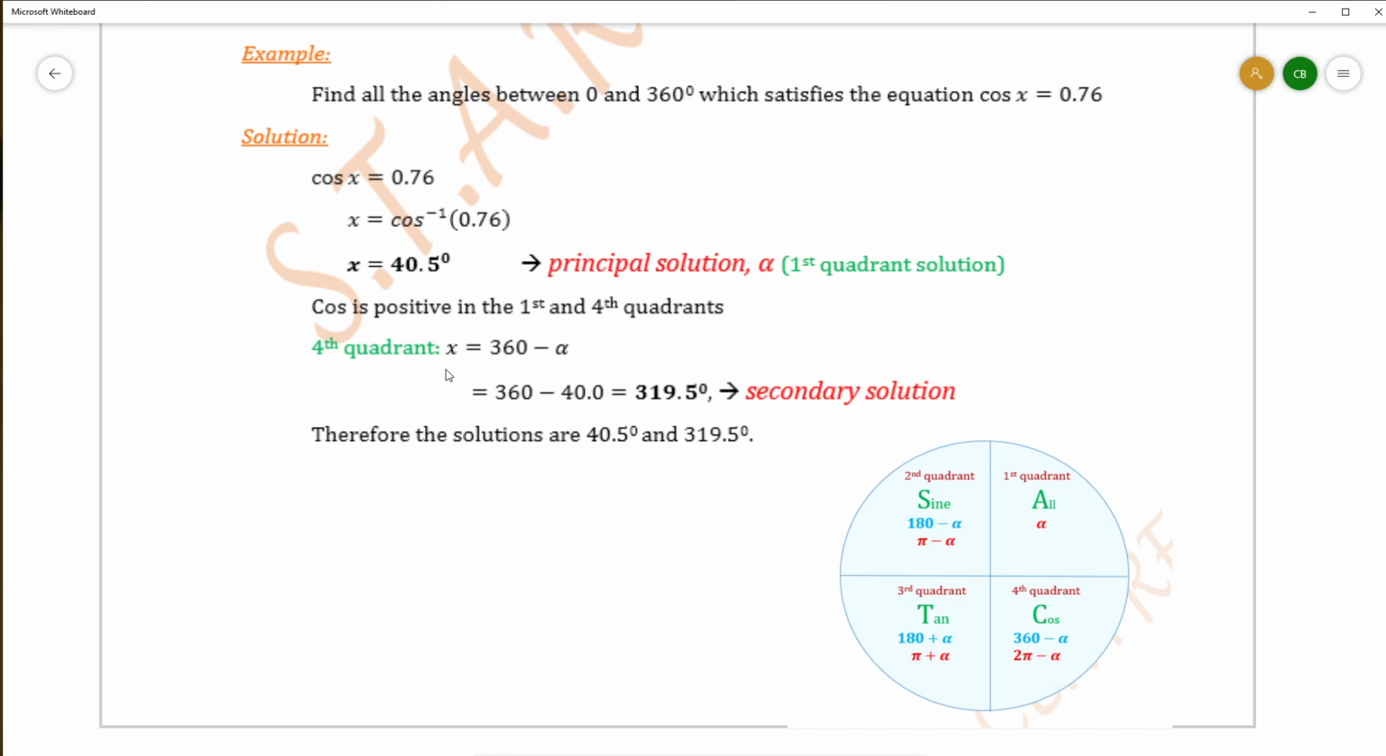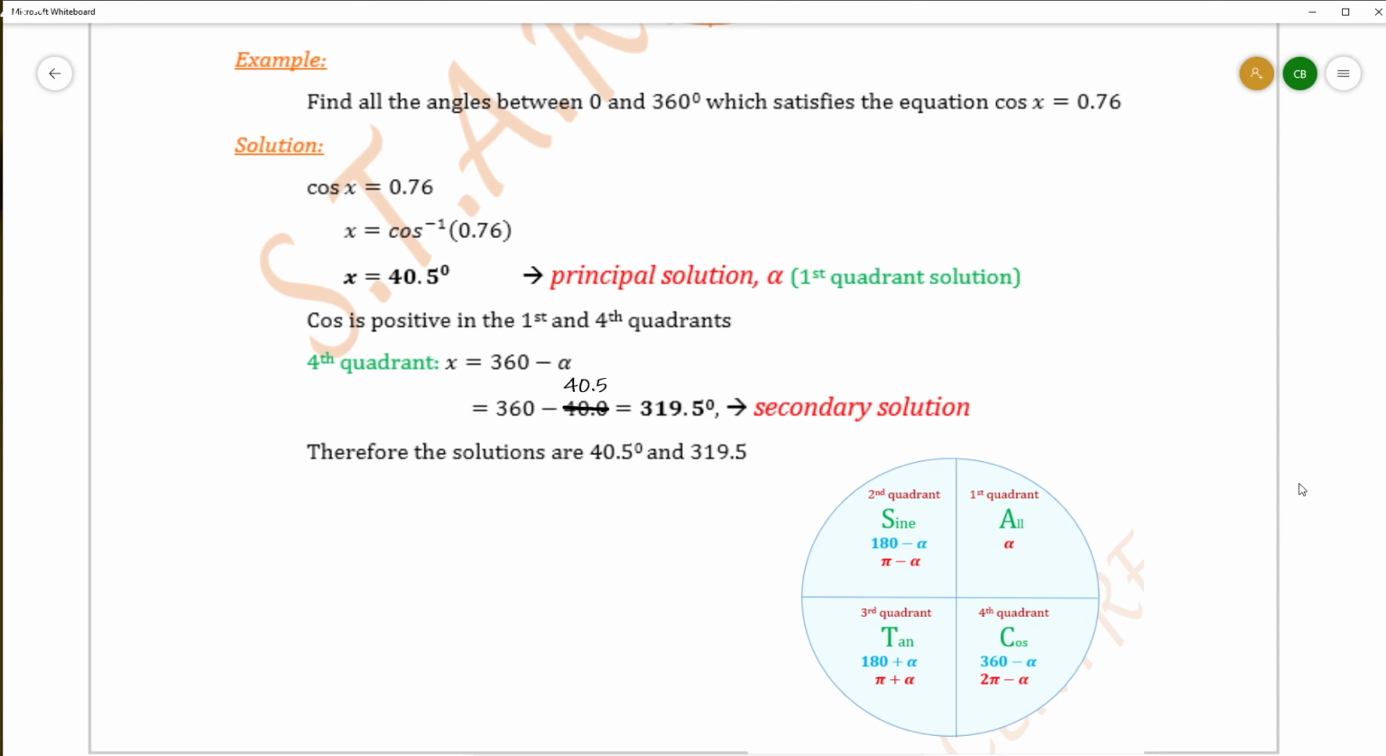So in the fourth quadrant, I am using what is written here in blue, 360 minus alpha. So x equal 360 minus alpha, which is 360 minus 40.5, which is equal to 319.5 degrees. And this is our secondary solution. Therefore, the solutions of x would be 40.5 degrees and 319.5 degrees.